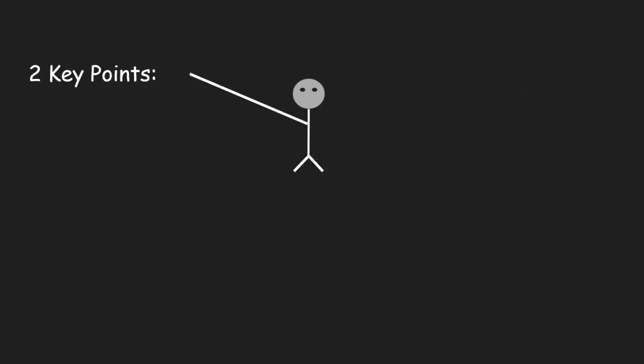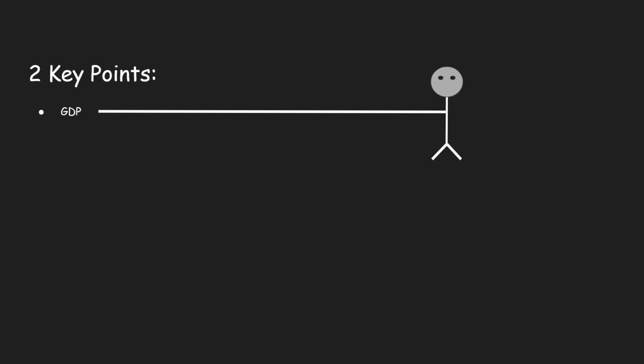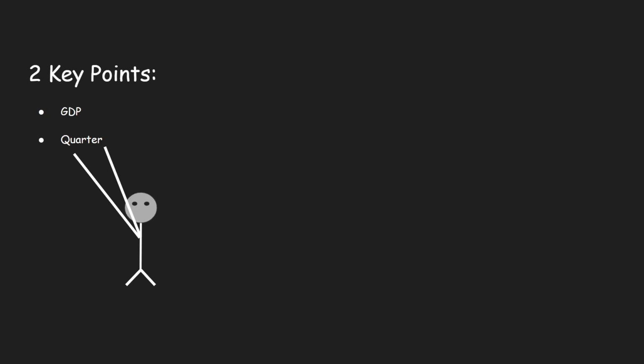Now, that was a mouthful, and that probably didn't make a whole lot of sense, so let's break it down so it does make sense. There are 2 key points that we need to know and remember when breaking down this definition. The first one is the GDP and what that is. The second one is a quarter. What do they mean by a quarter?